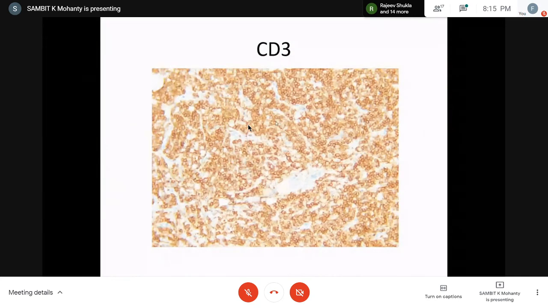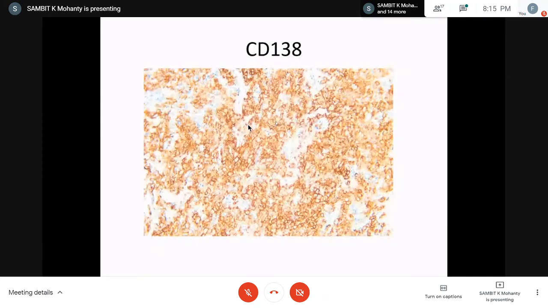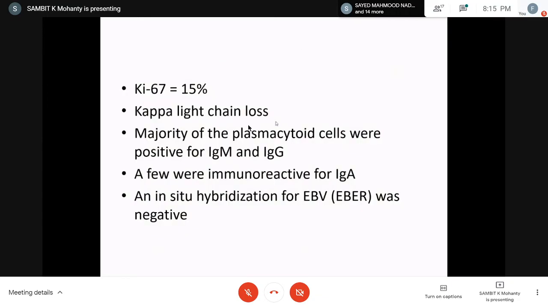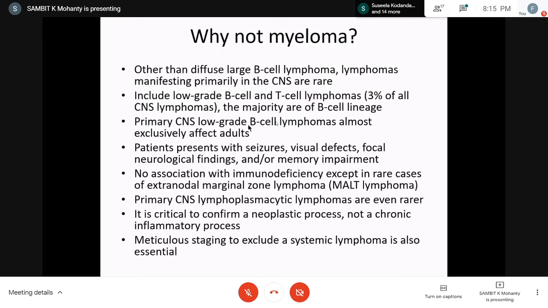CD3 was positive, CD20 negative. I mean, some are CD20 negative, some CD20 positive. CD138 was strong, and there was lambda positivity with kappa loss. So they are plasmacytoid. So why is it not a myeloma?